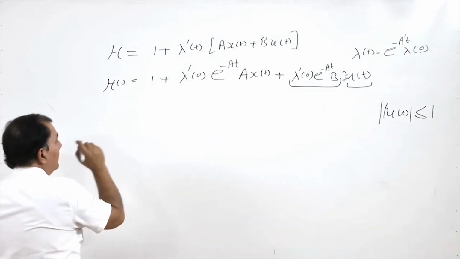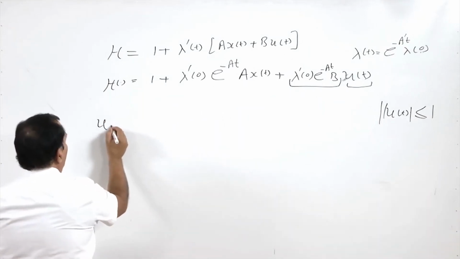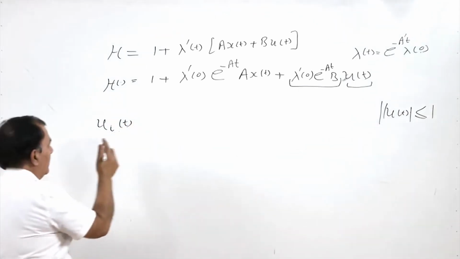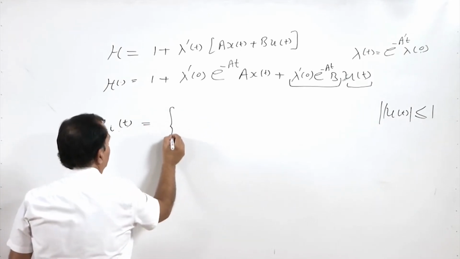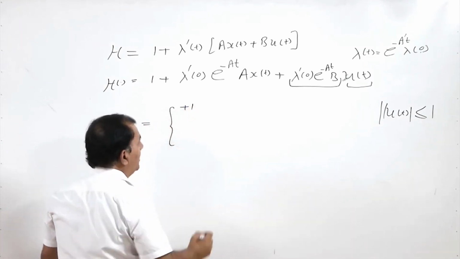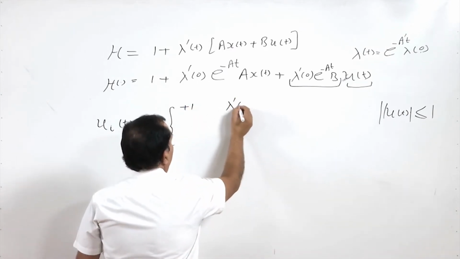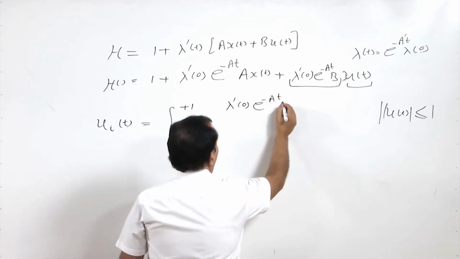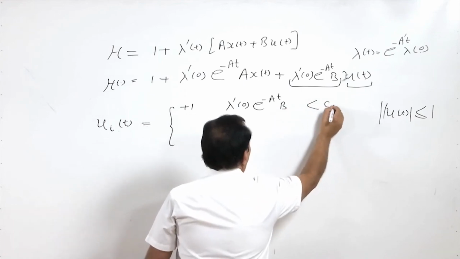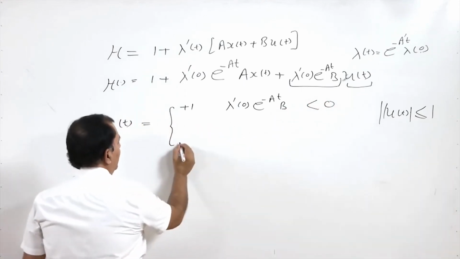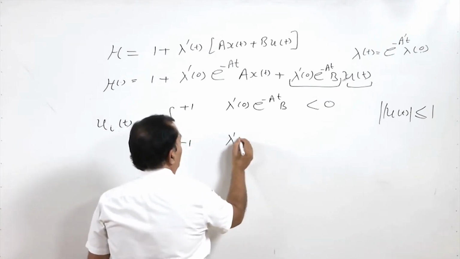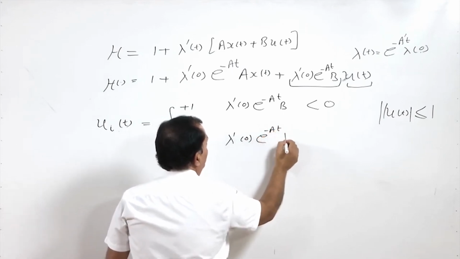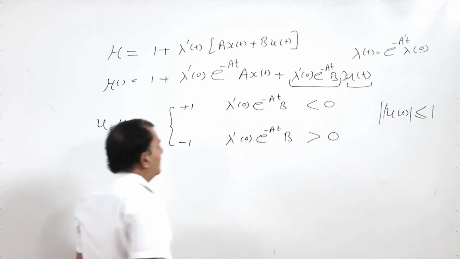So, I can write the ith component of the u as plus 1 if lambda prime 0 e to the power minus A t B is less than 0, and I can write this as minus 1 if lambda prime 0 e to the power minus A t B is greater than 0.